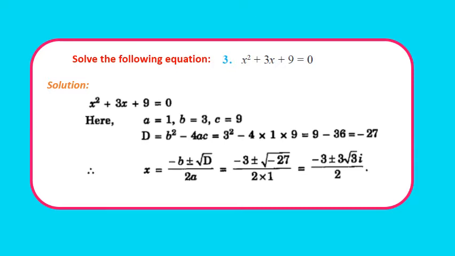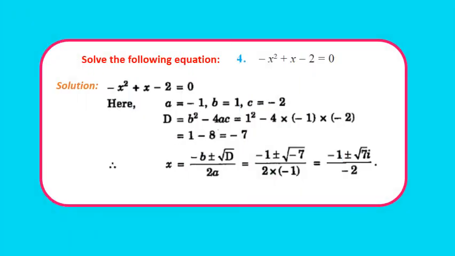So x equals to minus b plus minus under root d upon 2a, that is minus b plus minus under root minus 27 upon 2 into 1. Now this minus 27 can be written as under root 27 into under root minus 1, and under root minus 1 is equal to I. So this becomes minus 3 plus minus 3 root 3, because under root 27 is 3 root 3, into I upon 2. Clear? So pause and note down the solution.